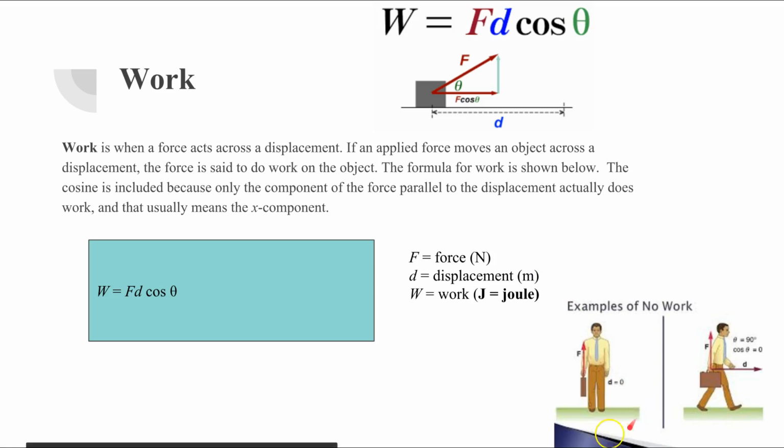Suppose you've got a man walking with a suitcase. The force supporting the suitcase is not doing any work on the actual object. Why? Because it's perpendicular, see? And if you plug this in the formula, at 90 degrees, cosine of 90 will be 0. So the formula also works out.